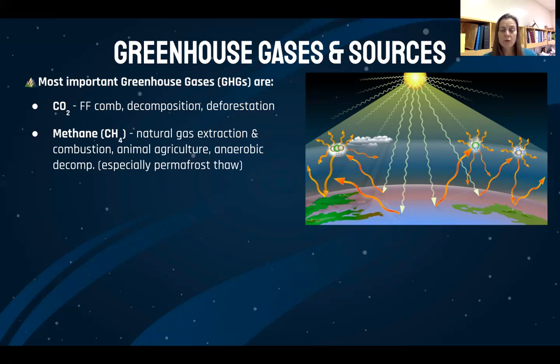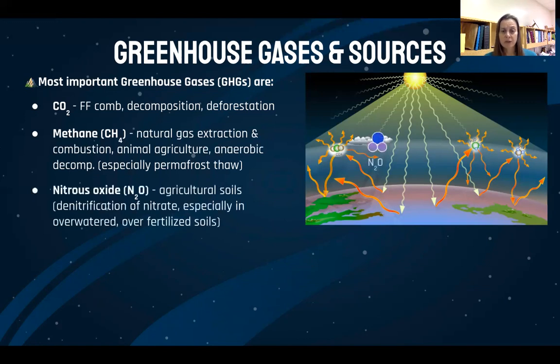Also animal agriculture: animals, as part of their cellular respiration, tend to be anaerobic, and so they emit methane as part of that respiration. And then anaerobic decomposition. So this could be decomposition in swamps. This could be anaerobic decomposition at wastewater treatment plants. But one of the big contributors now, as the globe is warming, is thawing permafrost. So that permafrost that has been frozen for so long, there's lots of organic material, and it's decomposing in an anaerobic environment and contributing to methane in the atmosphere.